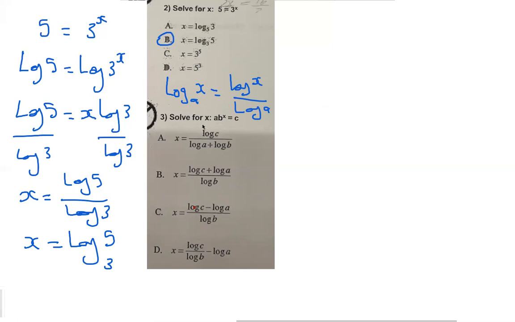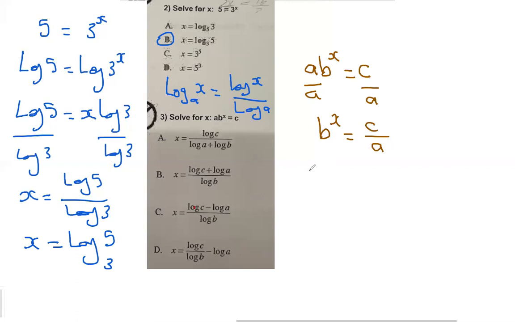Now number 3: you have a times b to the power of x equals c. Of course, to bring the exponent down, you have to log both sides. But if you log both sides right away here, the question will be a little bit harder than if you do a different step at the beginning, where you isolate the b to the power of x by dividing both sides by a. So you divide both sides by a, and then b to the x would equal c over a.